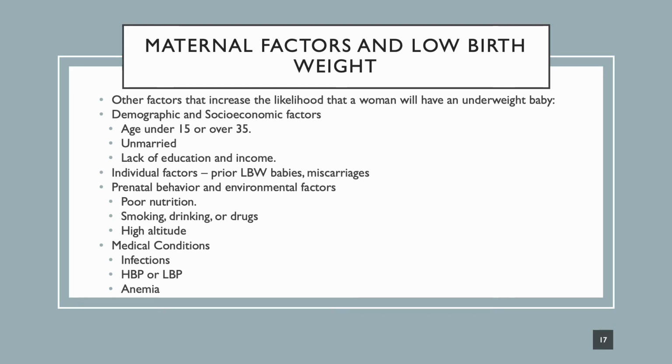Maternal factors do impact low birth weight. Other factors that increase the likelihood that a woman will have an underweight baby include demographic and socioeconomic factors, such as being between the ages of less than 15 or over 35, being unmarried, and lack of education and income. Some of the individual factors are prior low birth weight babies and miscarriages. And prenatal behaviors and environmental factors include things like poor nutrition, smoking, drinking, or drugs, high altitude. Some medical conditions also can lead to low birth weight babies, such as infections, high or low blood pressure, and anemia.